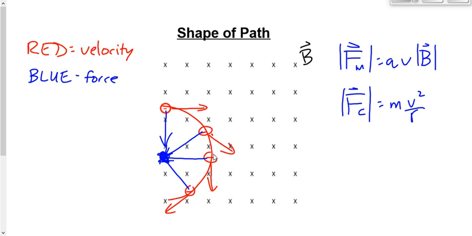So we can still keep using this equation that we used yesterday. That hasn't changed. But now, if we need to, we're also able to use this new equation, F is equal to mv squared over r.